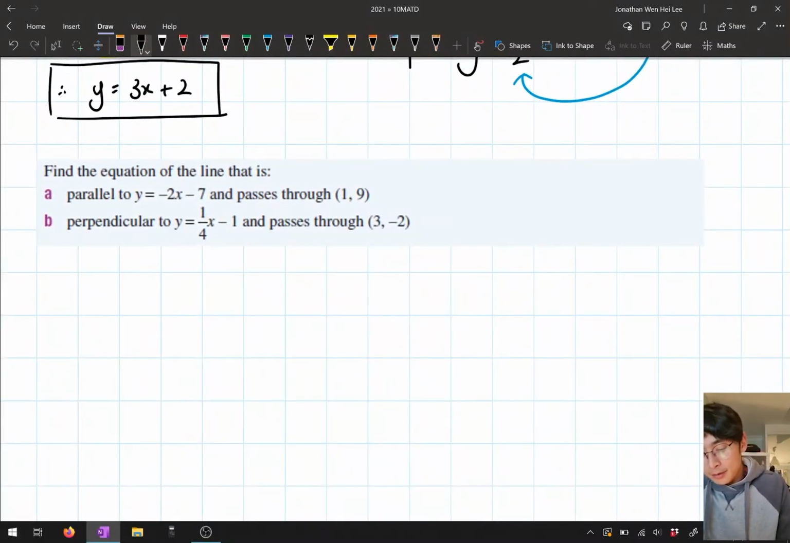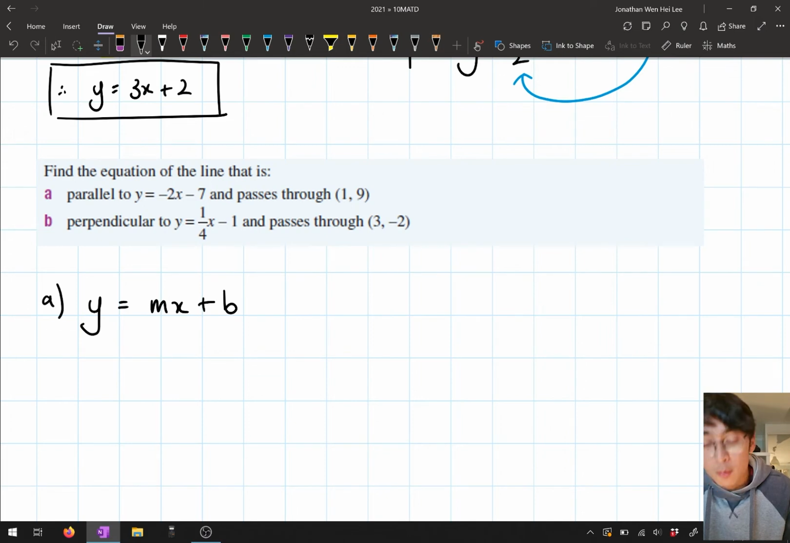This one, part A. Find the equation of the line that is parallel to y = -2x - 7 and passes through (1, 9). For these questions, we're still going to do the same thing. When we're finding the equation of the line, we're going to start off with y = mx + b. We're going to write out our gradient intercept form.